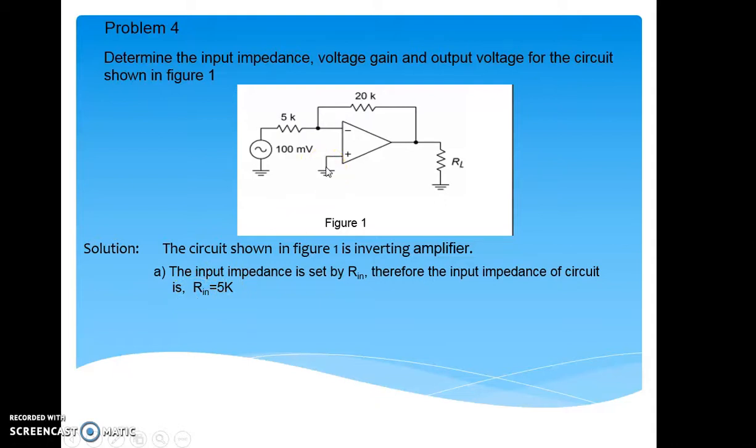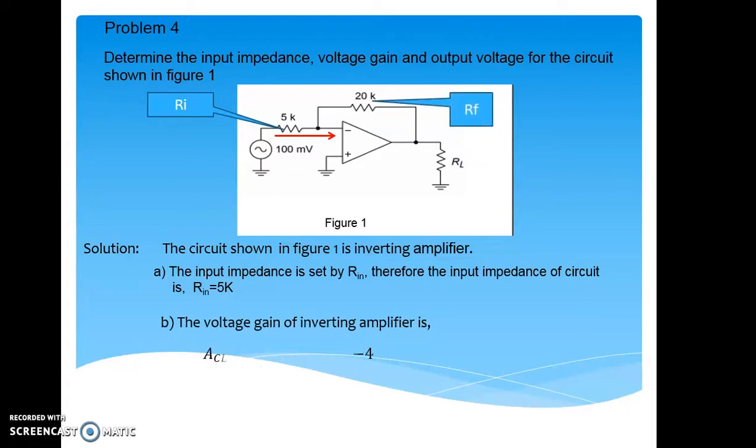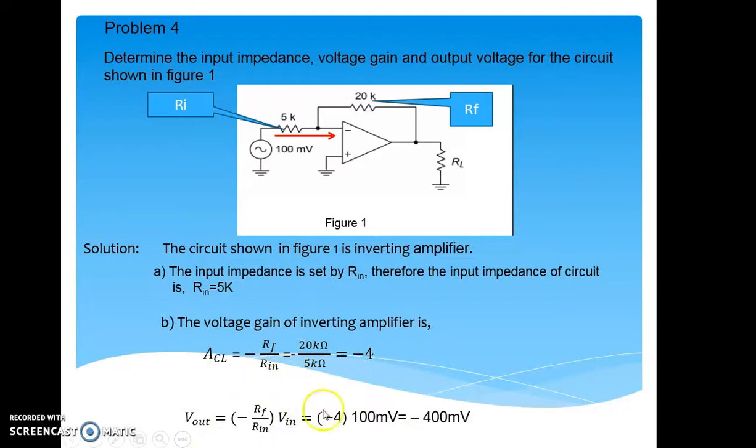Then the second point is the gain. The gain is basically minus Rf upon R1. We know the values: Rf is 20 kilo ohm and R is 5 kilo ohm. You just divide it and you get minus 4 as the gain of the amplifier. And finally we have to find out the output voltage. You just multiply this gain by the input voltage. The gain is minus 4 and the input voltage is 100 millivolt, therefore it's minus 400 millivolt as the output voltage.